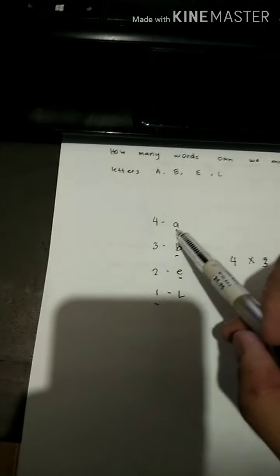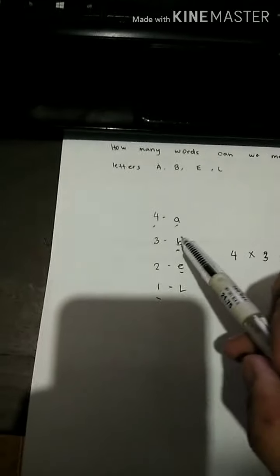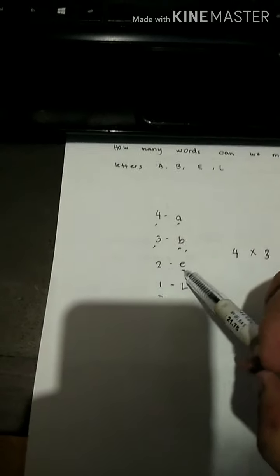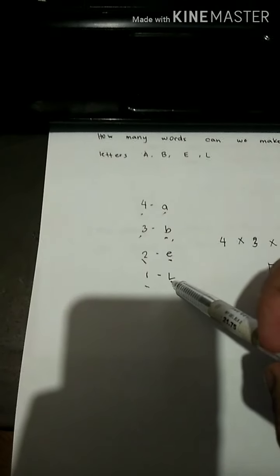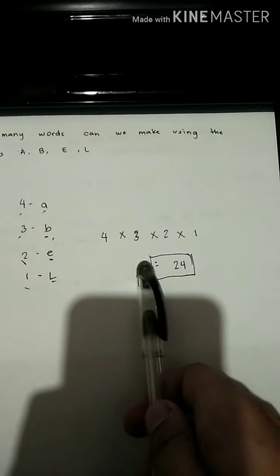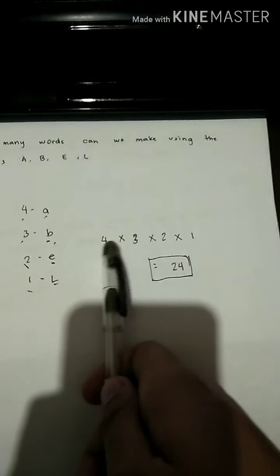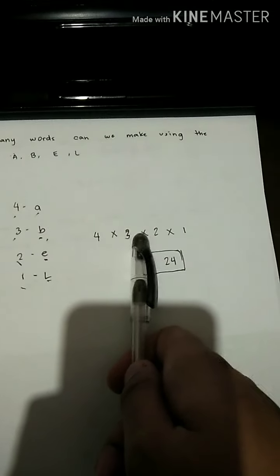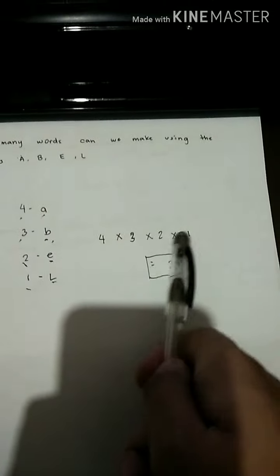Again, for the first letter, we have 4 choices. For the second letter, we have 3 choices. For the third letter, we have 2 choices, and for the last letter, we have only 1 choice. Hence, the number of words is given by 4 times 3 times 2 times 1, and this is equal to 24, because 4 times 3 is 12, times 2 is 24, times 1 is equal to 24.